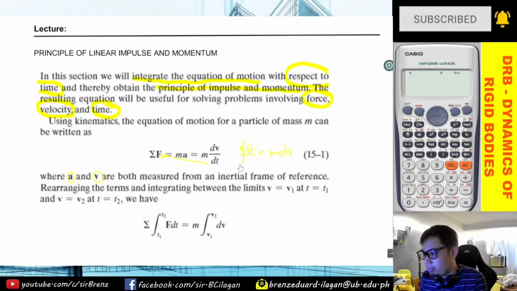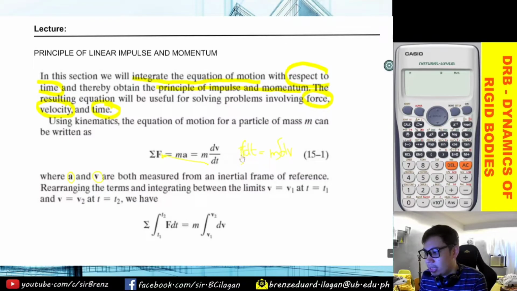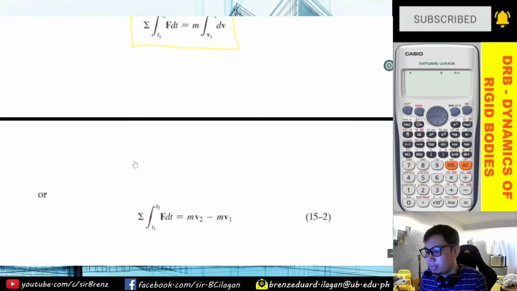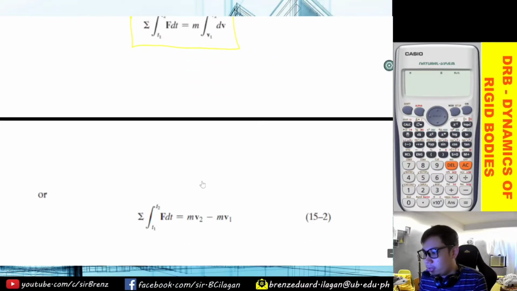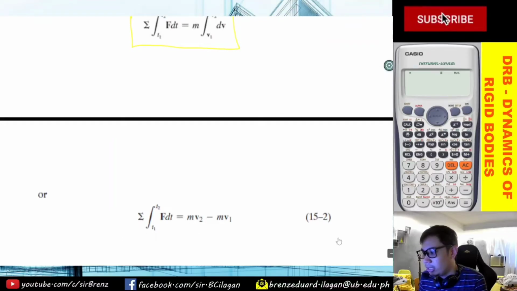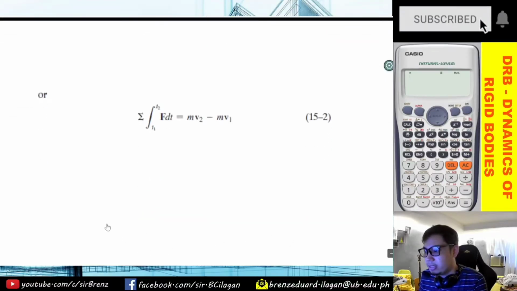So by integrating both sides, yung limits mo for time, this is t1 and t2, and for velocity, that is v1 and then v2. So ito lang din yun. Okay, so if you're going to solve for the velocity in terms of v1 and v2, ito yung magiging version equation na yan.